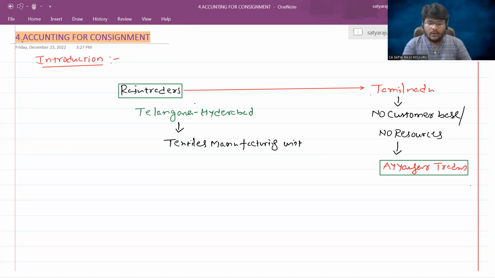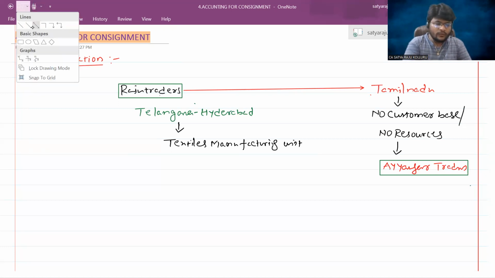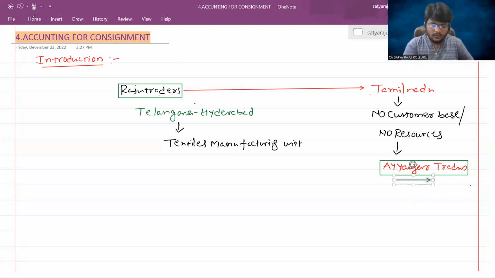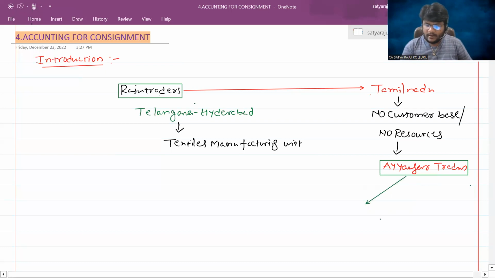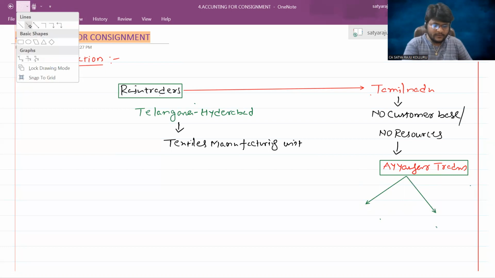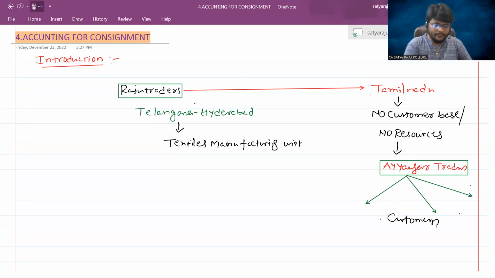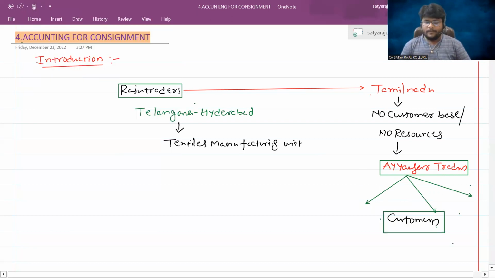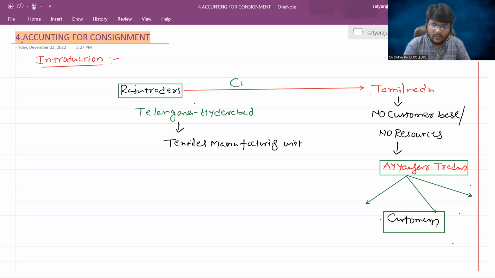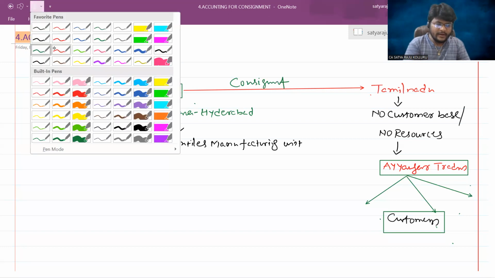Now the situation is we are producing goods with our own brand. We are sending such goods to Iyengar Traders. On behalf of Razu Traders, Iyengar Traders sell such goods to customers. Now Iyengar Traders will sell such goods to different customers. These are all a group of customers. Now, the entire business activity of Razu Traders sending goods to Iyengar Traders, and Iyengar Traders again sending such goods to the customers, is technically known as consignment.